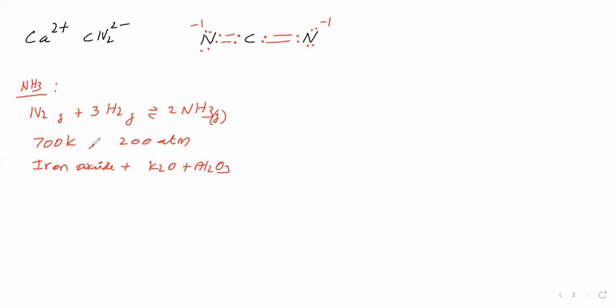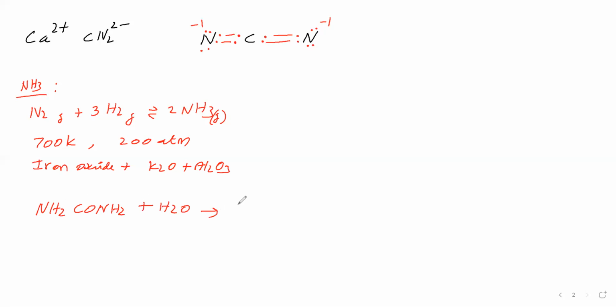This is the condition we are providing in order to get a high yield of ammonia. Otherwise, the ammonia yield will be low because the system is at equilibrium. Okay. Then in the preparation of ammonia, you will see other equations. Then hydrolysis of urea. Urea we will take, NH2 CO NH2. This undergoes hydrolysis.